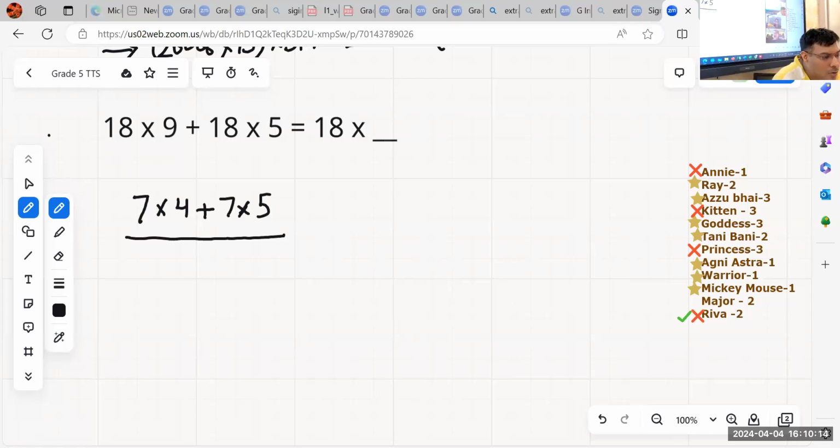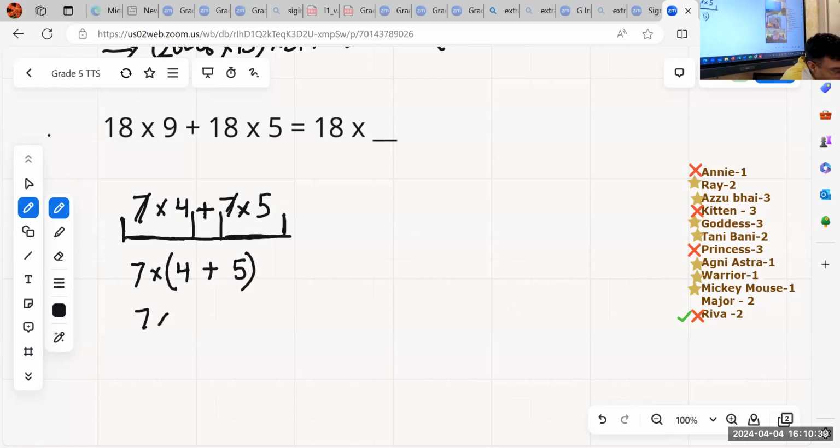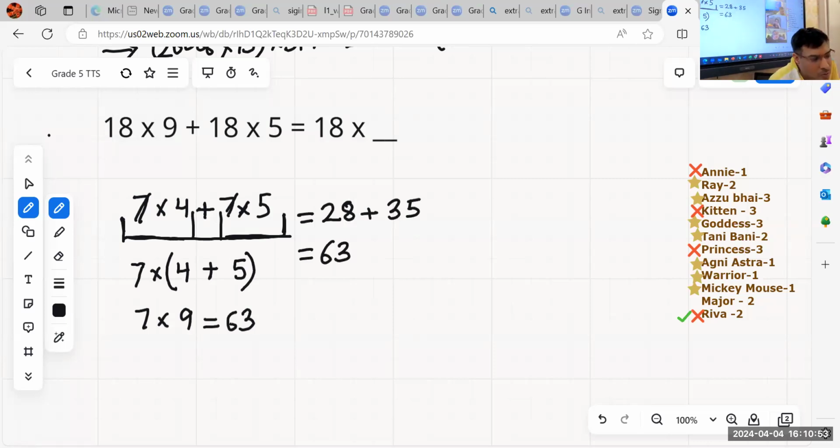Very good. So how do we identify the terms? Terms are separated by a plus sign. So this is my 1 term, this is my 2 term. Do we understand? Terms are always separated by a plus sign. Then we take 7 common. 7 यहाँ से common लिया, यहाँ से common लिया. क्या बचा मेरे पास? 4 here, plus sign, 5 here. So we will do 7 into 9. 63 I get. Let's check. 7 into 4 क्या होता? 28. Plus 35. Again, I would have got 63.